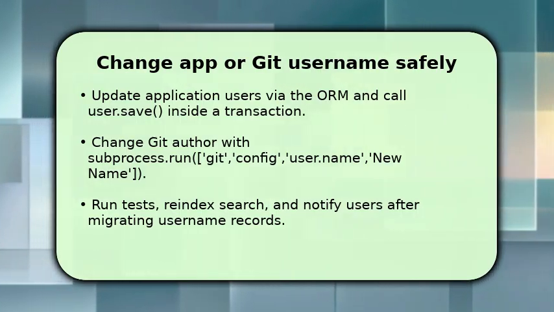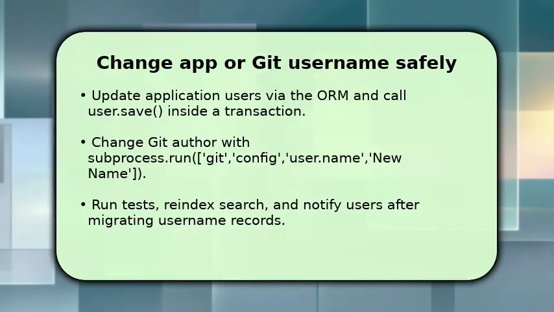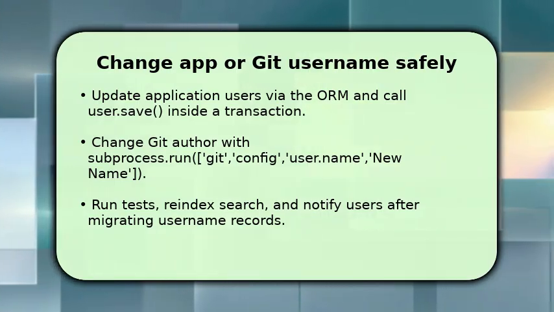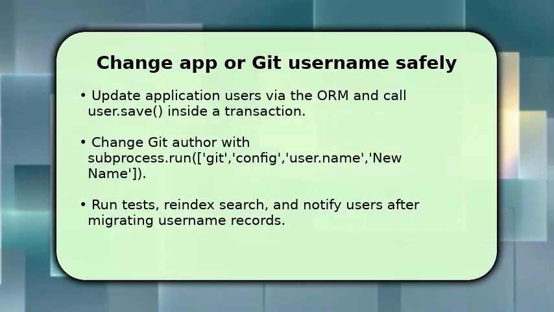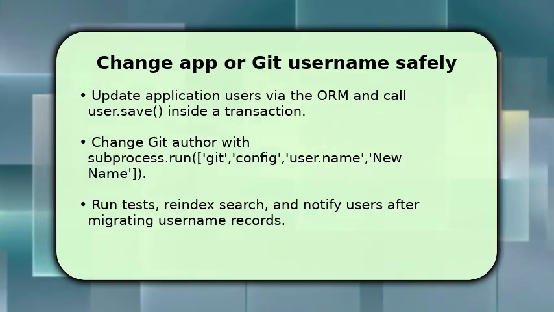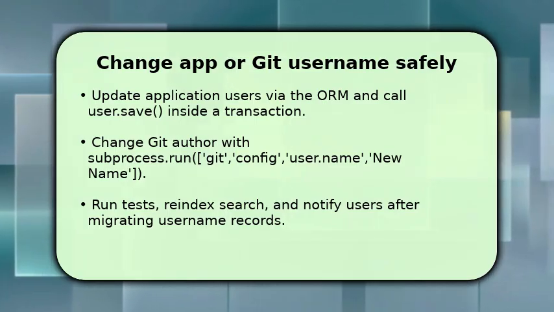To change local Git author, run subprocess. Run git config user.name new_name in the repository. Change commit history only if necessary and inform collaborators before rewriting branches.